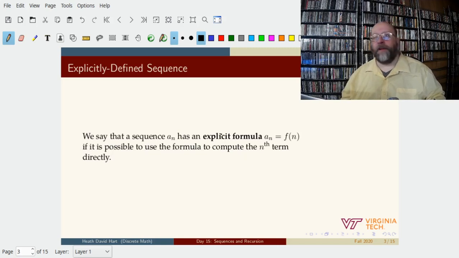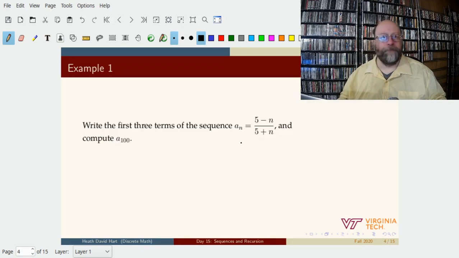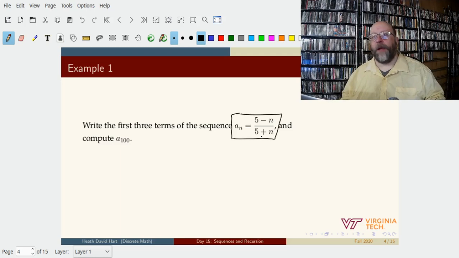We say that a sequence has an explicit formula if it's possible to use that formula to compute whatever the nth term is directly. A lot of sequences will have an explicit formula, like the one in the next example. But some of them do not, and we'll look at some examples that do not also. So here's my formula: A sub n equals 5 minus n over 5 plus n.